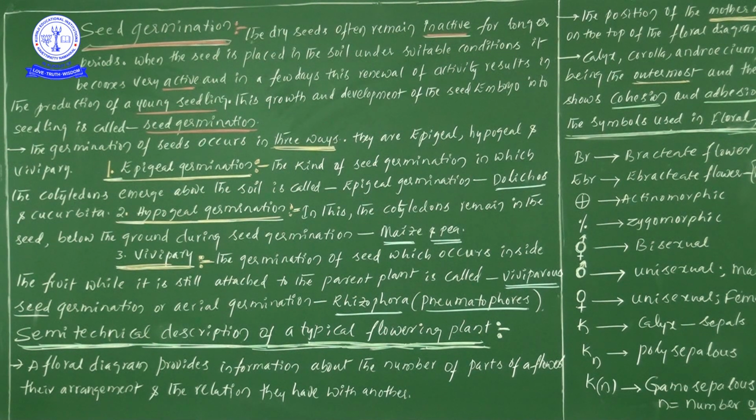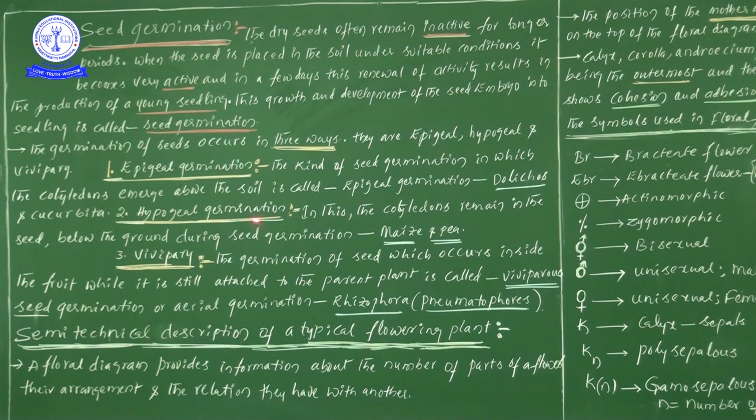Point understood, no? Try to remember the diagram: even though we keep the seed in the soil, while the germination process is going on, the cotyledons will come out above the level of the soil. That kind of seed germination we will call epigeal. The best example is Dolichos lablab, which we call avarakayi or tavarakayi. Dolichos lablab, and one more example is the Cucurbita members.